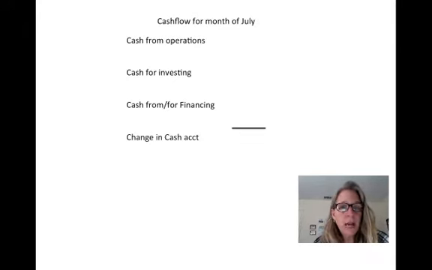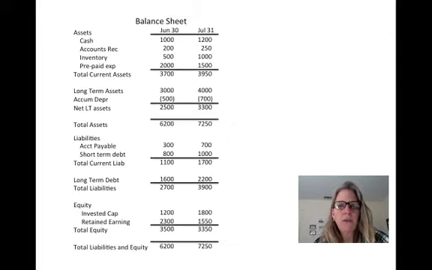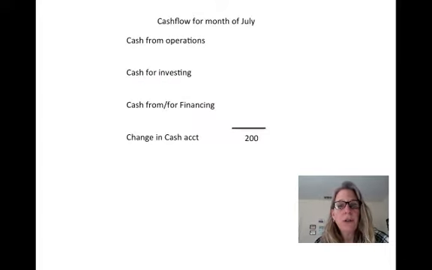So when we go to this cash flow statement, the first thing we want to do is say, well, what is the change in the cash account that we're trying to analyze? So if we look at the cash account, it started at $1,000 and it went up to $1,200, which is an increase in cash of $200. And the question is, where did that come from? How did we get that increase? So we'll put this as the bottom line change in the cash account.